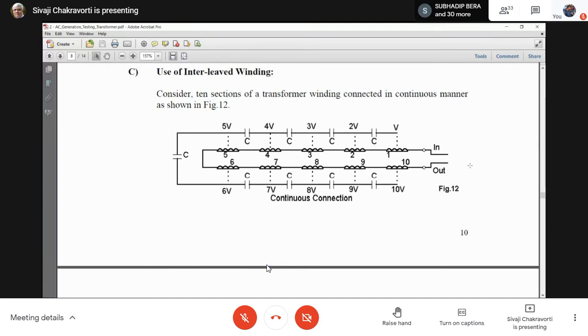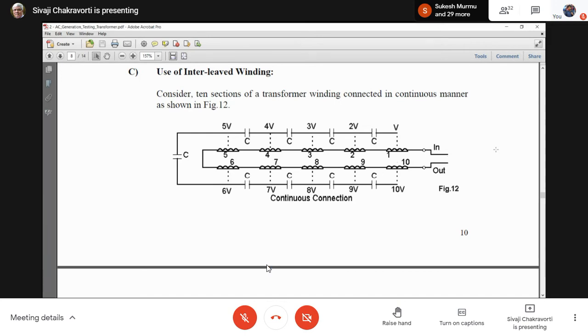And then we have this C. These are between the sections, that means the series capacitance. So now take section 1 and section 2. The section 1 potential is V, section 2 is 2V, like that up to 10 sections, 10V. So what is the potential difference across the first C? It is 2V minus V, that means V. What is the potential difference across the second C? It is 3V minus 2V, that means it is V. So we can show that all the capacitances have a potential difference of V.